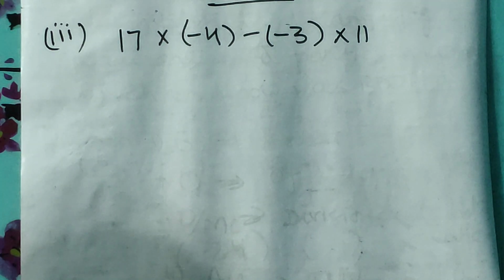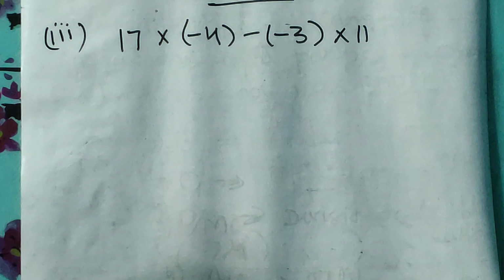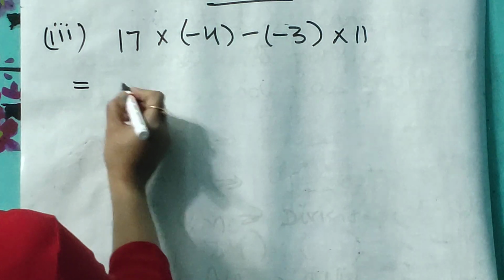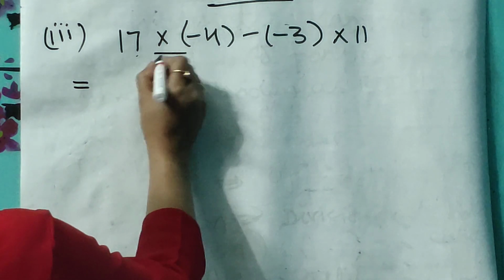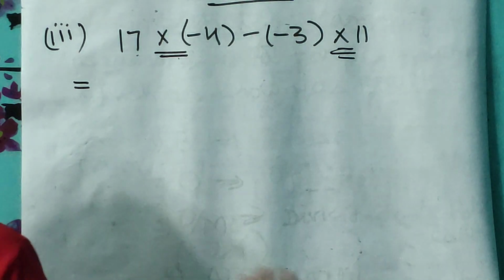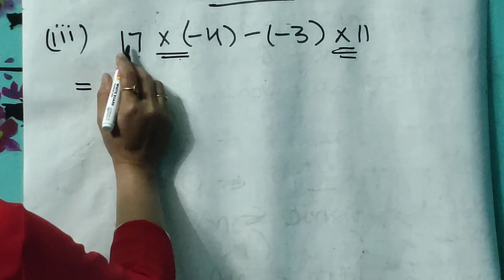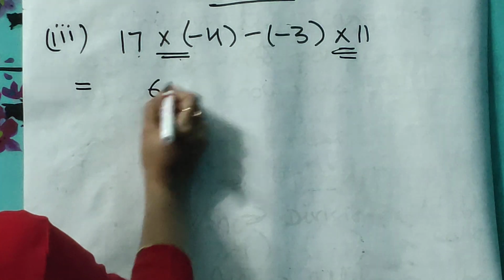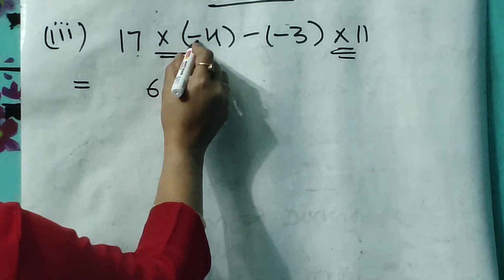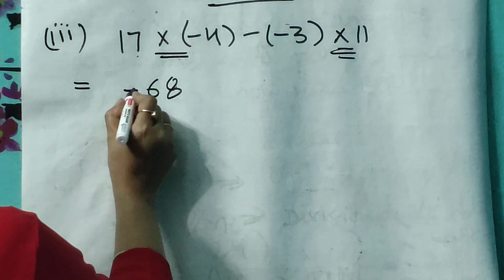Now the next question, the third question, is 17 into minus 4 minus 3 into 11. According to the BODMAS rule, first we will solve the multiplication, this multiplication and this multiplication. Together in one step also you can solve. So 17 fours are 68, and a positive integer multiplied with minus gives minus, so minus 68.